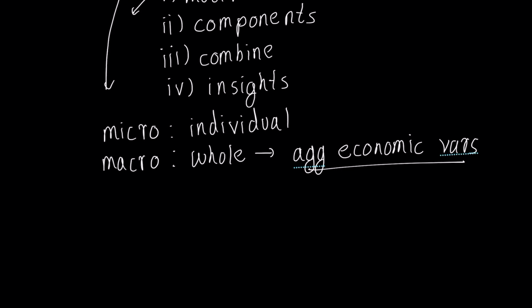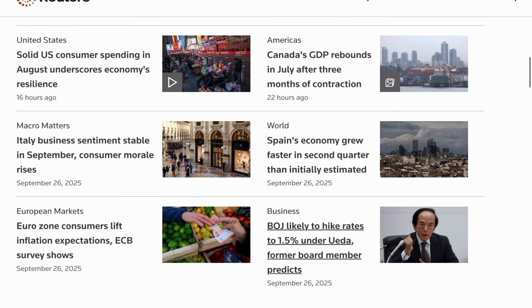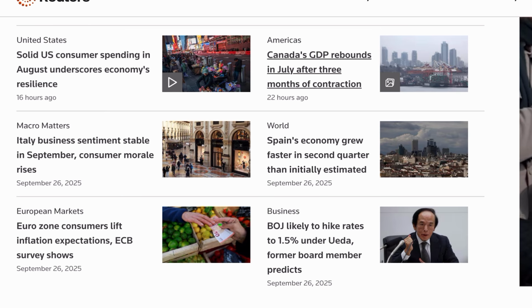To show you an example, let's just open a random news article. Here we have the Reuters website, and here we can see a bunch of articles on economics. And if you look at any of these articles, you'll start to find some of these aggregate economic variables. For example, the very first one that you see over here is GDP. GDP is a measure of the economy's performance. It's one of the measures, obviously not the perfect measure, but it's one of the measures that is typically used by economists to compare how big an economy is. That is an aggregate economic variable, and that is something we study under macroeconomics.